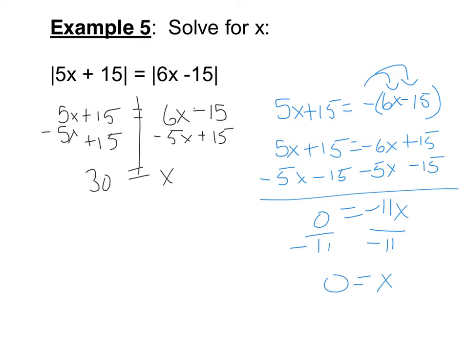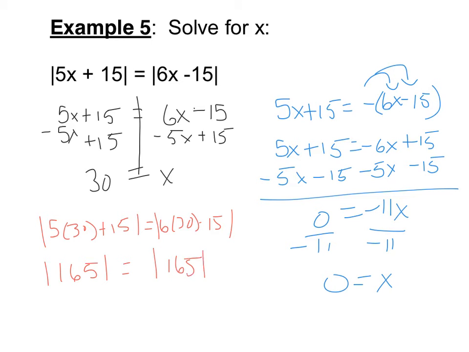Now, I should have mentioned this last time, but you should always plug the answers back in and check them. So if I plug in 30, I get 5 times 30 is 150. So this is what I'm doing. 5 times 30 plus 15, absolute value, equals 6 times 30 minus 15, absolute value. So you get 150 plus 15 is 165. You get 180 minus 15 is 165. The absolute values equal each other.